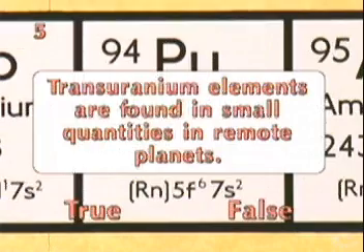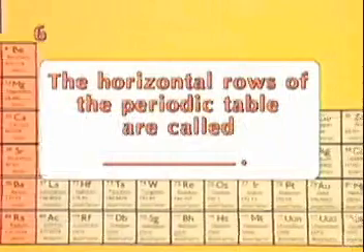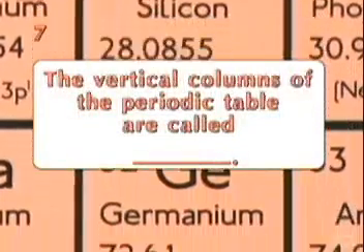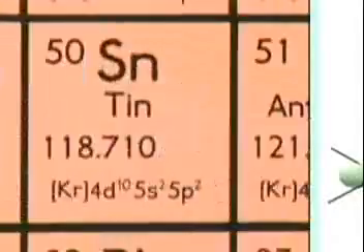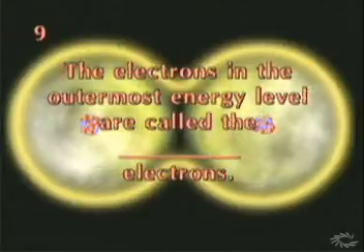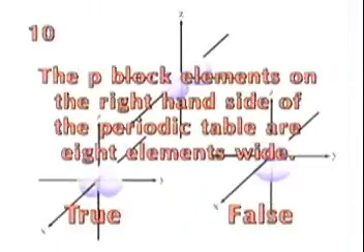True or false? The horizontal rows of the periodic table are called periods. The vertical columns of the periodic table are called groups. Electron configurations determine the chemical properties of elements. True or false? The electrons in the outermost energy level are called the valence electrons. The p block elements on the right-hand side of the periodic table are 8 elements wide. True or false?